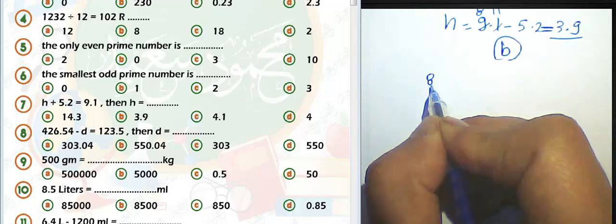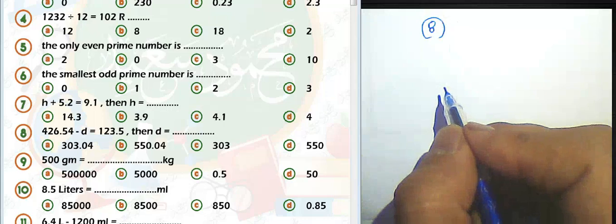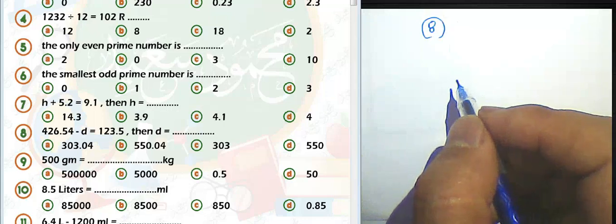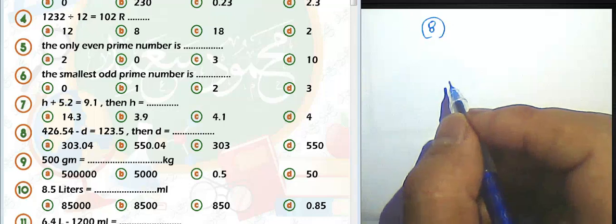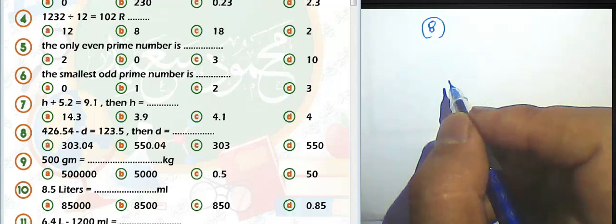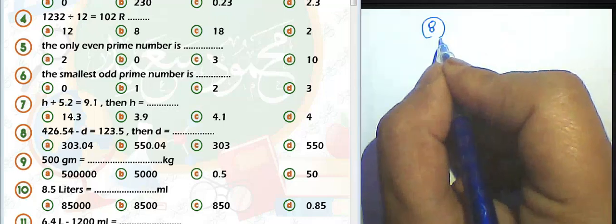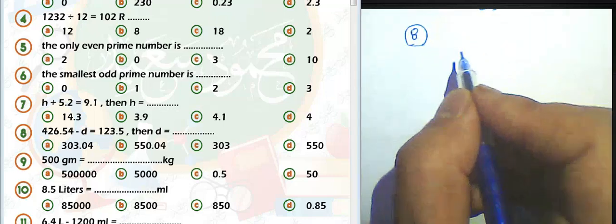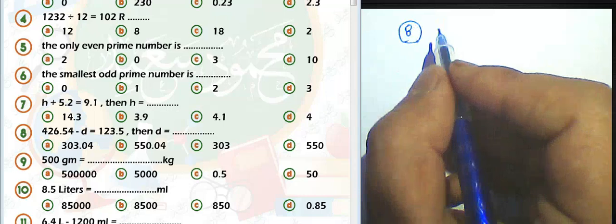Question number 8. Look here. 426.54 subtract D equals 123.5. Then D equals what? We can find D by subtracting 426.54 and 123.5. Okay, look again at question number 8. I will write it here.